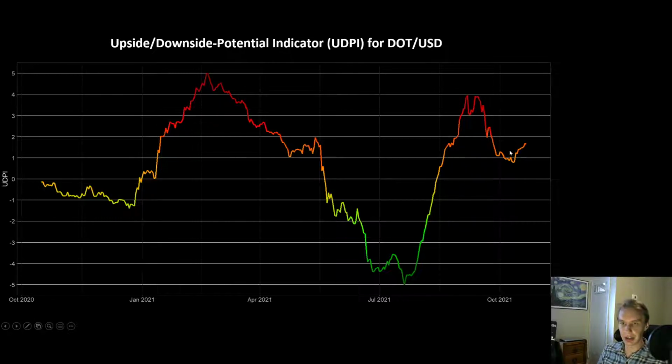So against the US dollar, DOT still seems like it might be a little bit overextended. Now, another thing that's important to note with an asset like DOT is that there are going to be fundamental factors that you need to consider that might not be factored into the model because they're totally new to the asset.